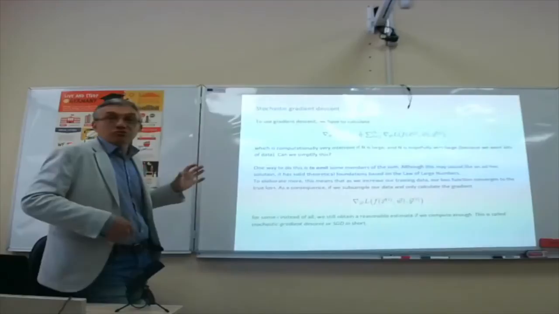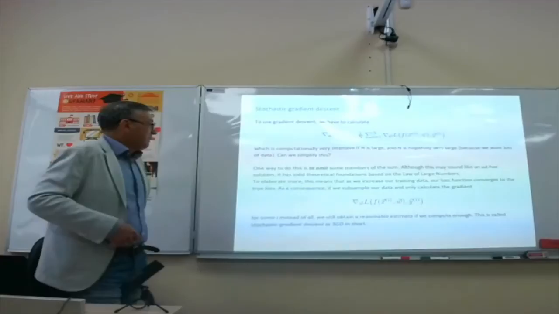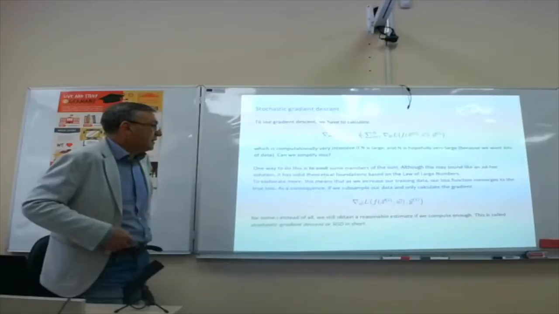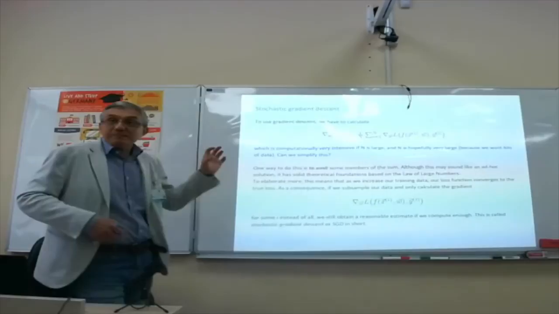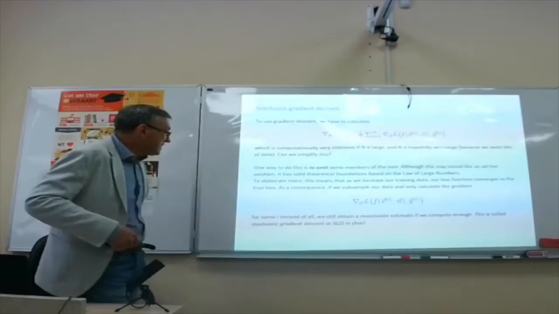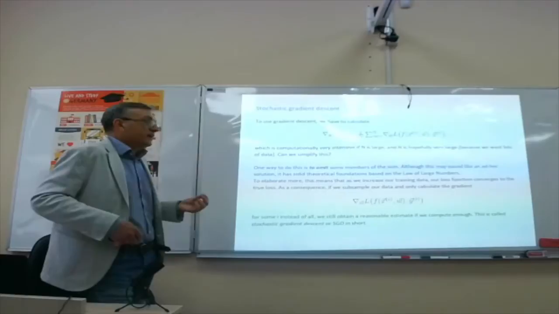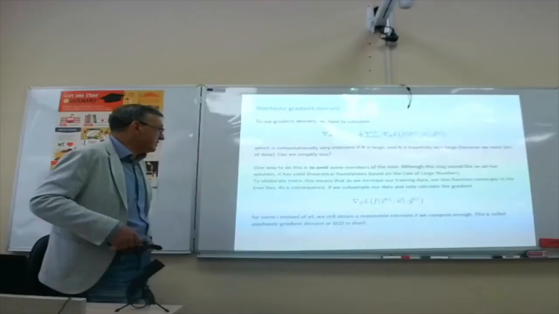As a consequence, if we subsample our data and only calculate the gradient for this subset of data, for some i instead of all, we still obtain a reasonable estimate if we compute enough. This is called stochastic gradient descent, or SGD in short.